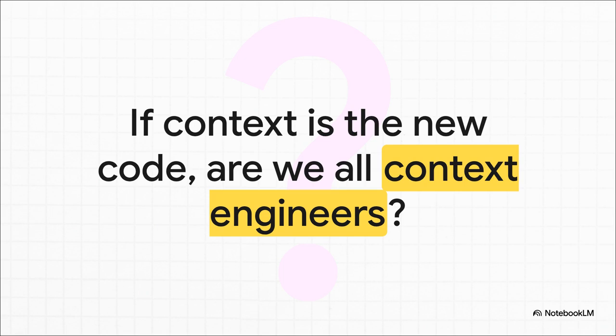And this all leads to a final, pretty provocative thought. As AI gets woven into more and more of our jobs, the ability to give it clear, effective context is becoming a universal skill. So, if context really is the new code, does that mean we're all on our way to becoming context engineers?